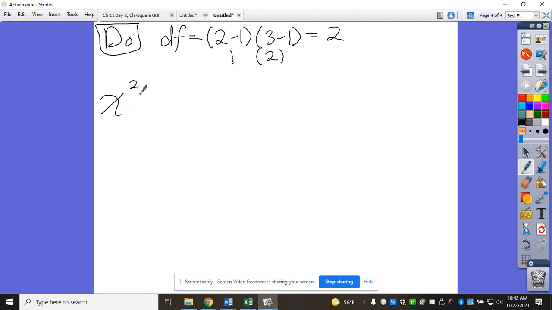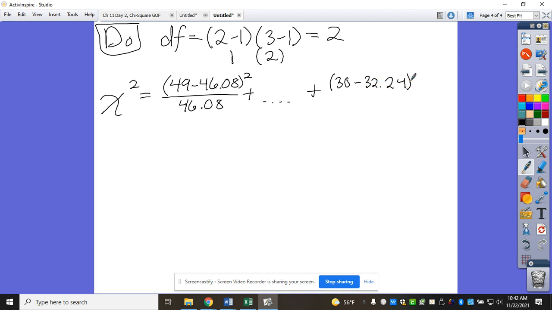When I am writing out this, which is my test statistic, for this problem, what's the first number that I write right there? 49. So 49 minus 46.08 squared divided by 46.08. And then I can actually do this and then now write my last one. 30 minus 32.24 squared divided by 32.24. And I get a chi-square test statistic value of what? 3.219.